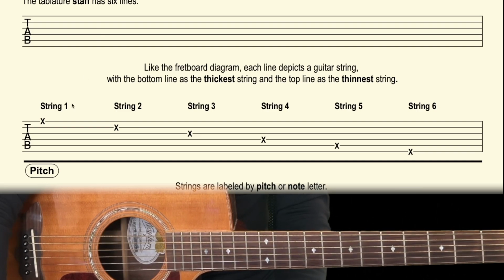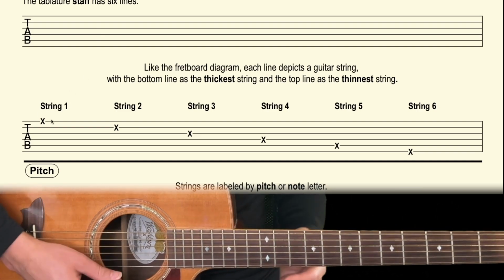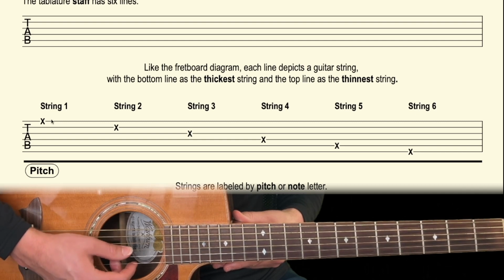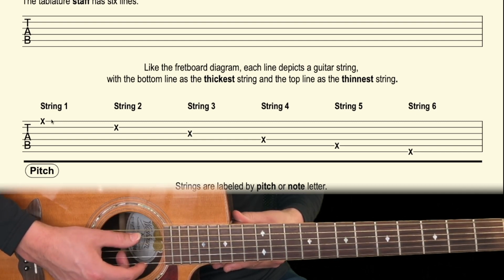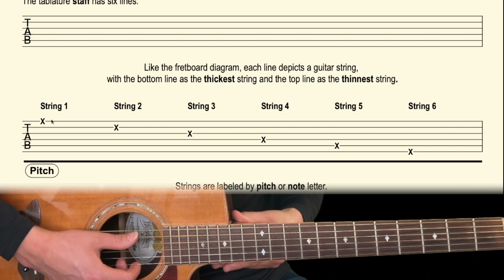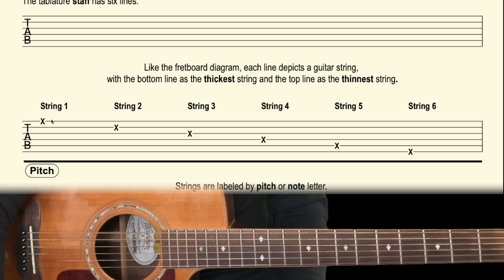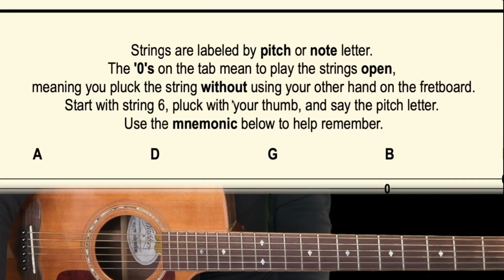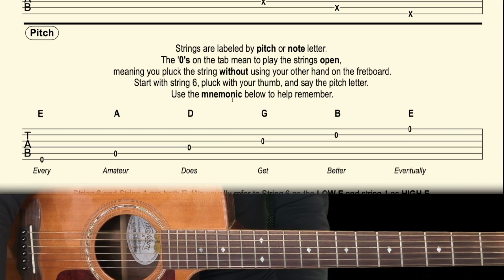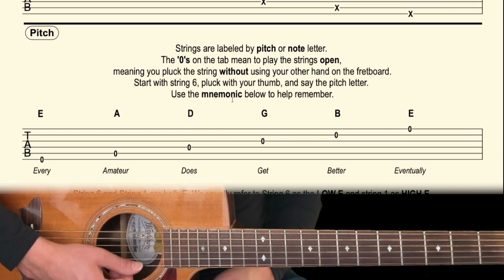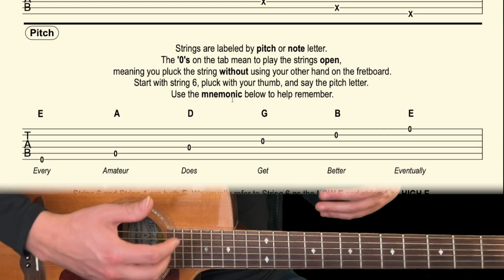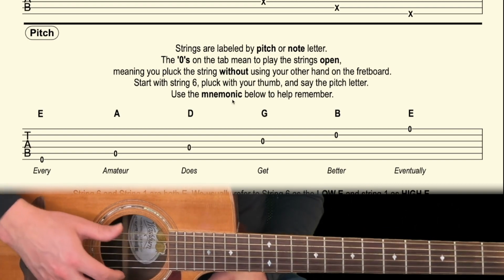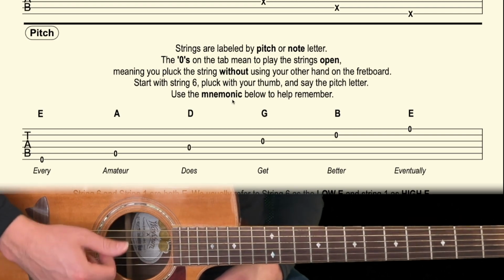So we're going to number our strings. The thinnest string here is string 1, and then working our way up, string 2, string 3, string 4, string 5, and string 6. So make sure you memorize what string number is each and where it is on the tablature as well. We're also going to talk about pitch. So pitch is also referred to as a note. Strings are labeled by pitch or note letter. So we number the strings and we give them a letter as well. And the reason why I'm giving you both is because if you're looking at any other type of content on the guitar, some people refer to them as string number, or some people use the letters. So it's good to know both.